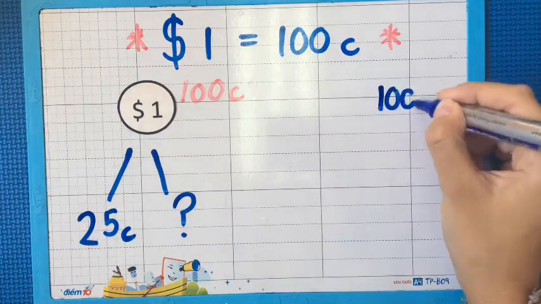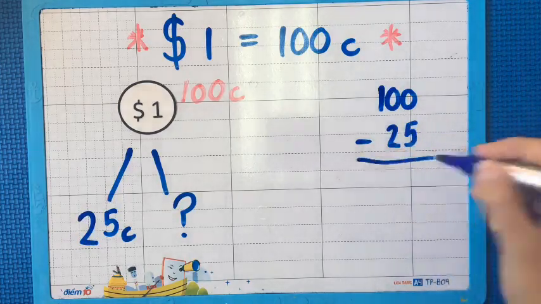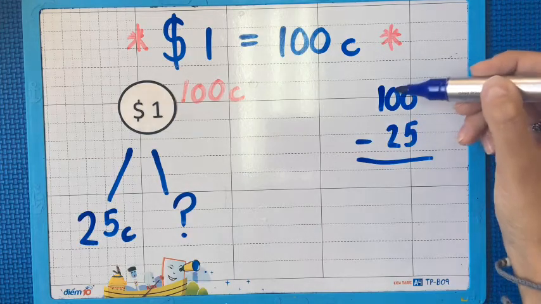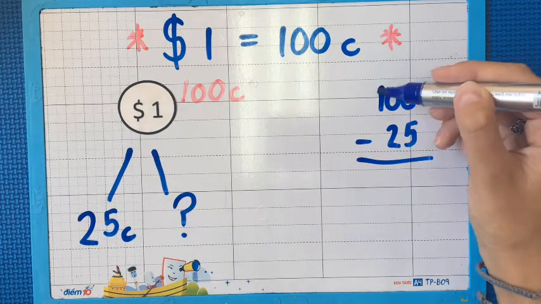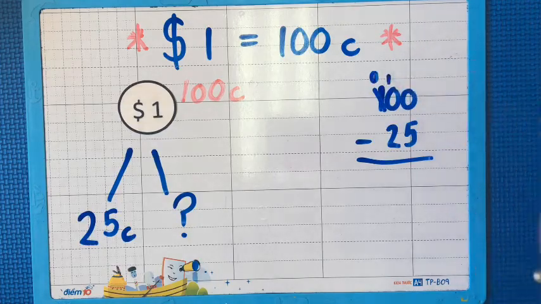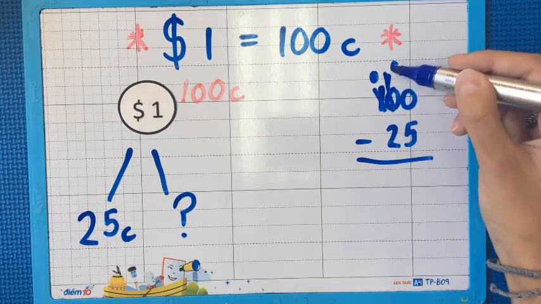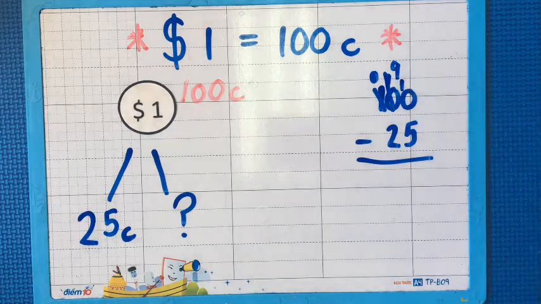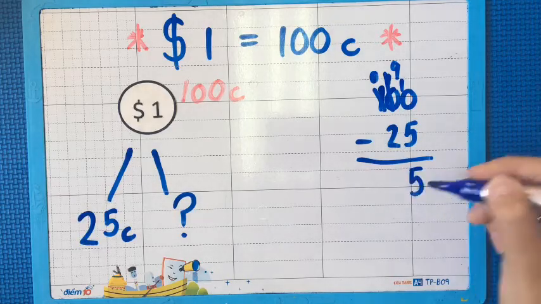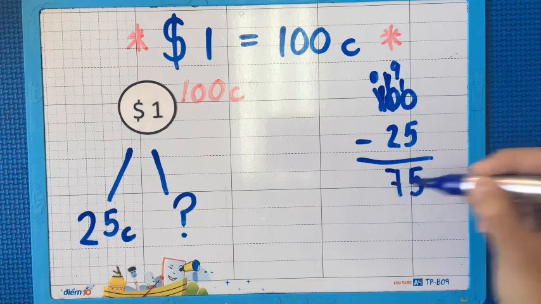100 take away 25. Let's look at our sum carefully. I cannot do that. I need to borrow. There's nothing to borrow, so I have to borrow from the 1. Carry the 1. I still need to borrow from the 10. This will turn into a 9. Carry the 1. 10 take away 5 will be 5. 9 take away 2 will be 7.